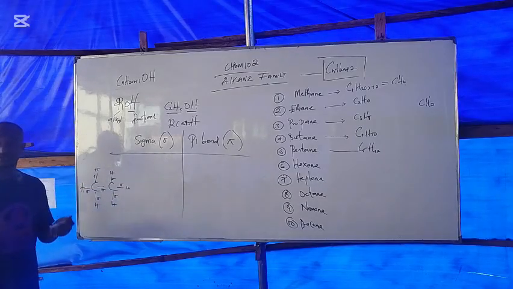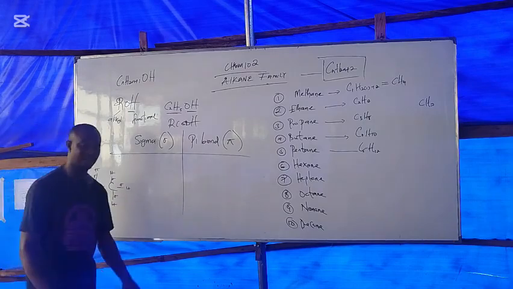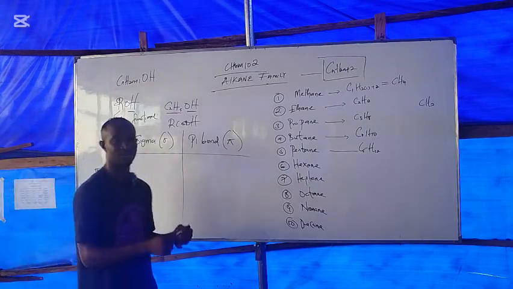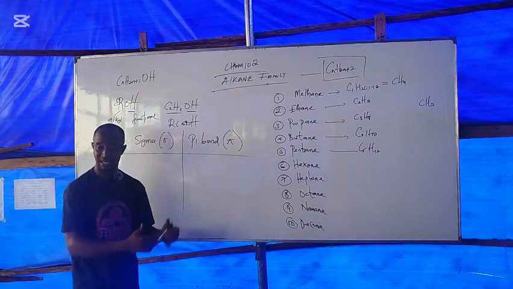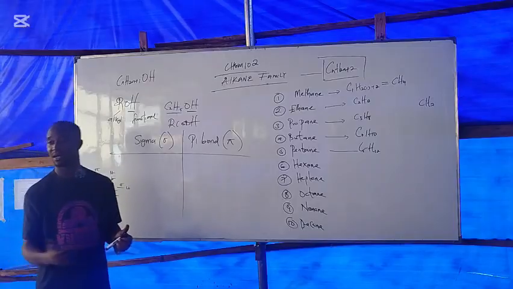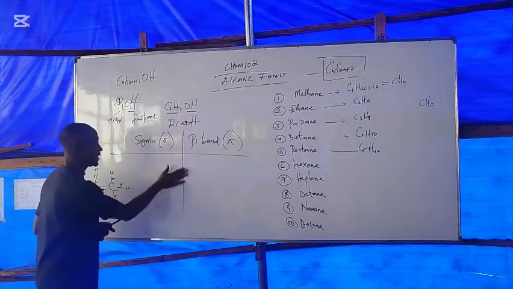Sigma bonds are strong bonds. That means any compound that contains sigma bonds has less reactivity. Either has what? Less what? Reactivity. Unlike alkenes. How do you know alkenes?